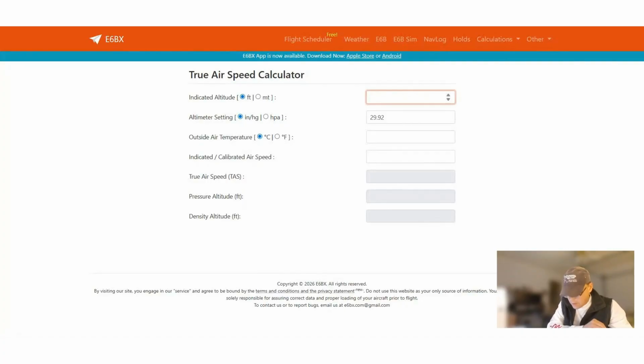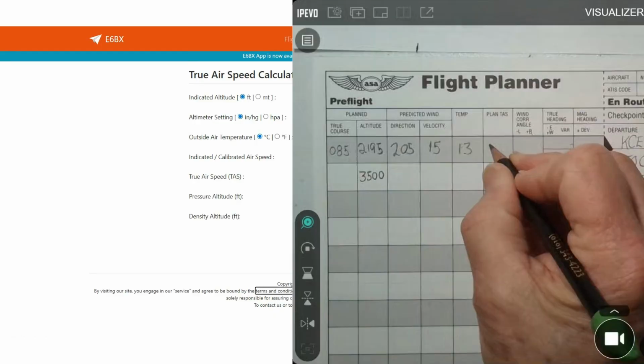All right, here we enter our average altitude during the climb, 2195. Our barometer, which was 30.16. Our outside air temperature is 13. And our indicated airspeed off the chart, 73. And there we get true airspeed, 75.